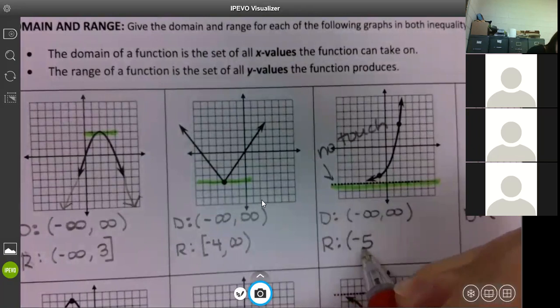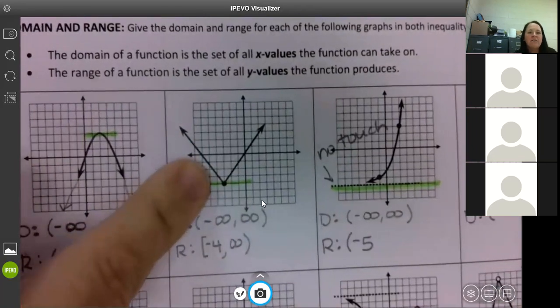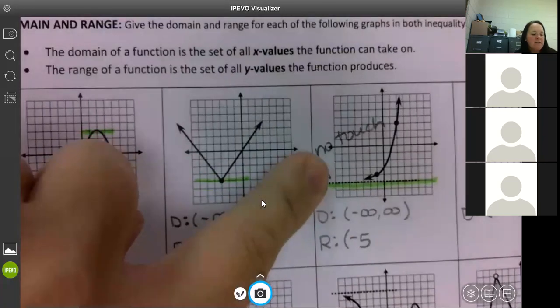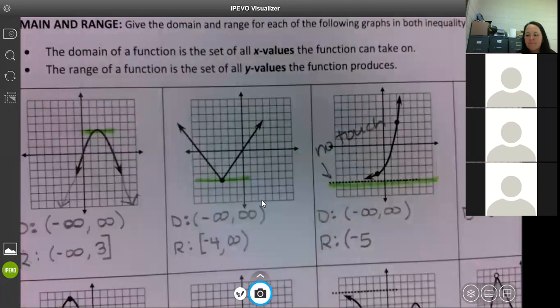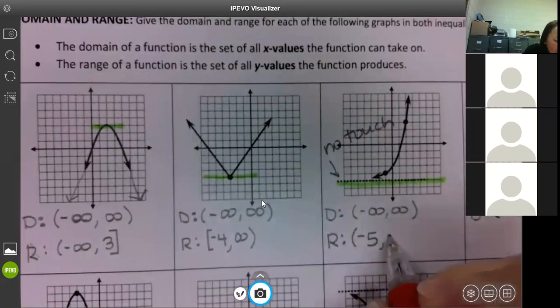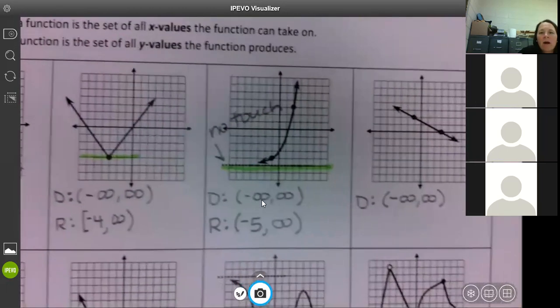So we put that parenthesis. So that's the difference. On this one, it did touch it, so the 4 was included and we used brackets. This one, it doesn't touch, so we use parentheses. Okay. How far up does it go? Infinity. Infinity forever. Any questions on that one? That's the weird one, and only because you have to use parentheses rather than brackets.